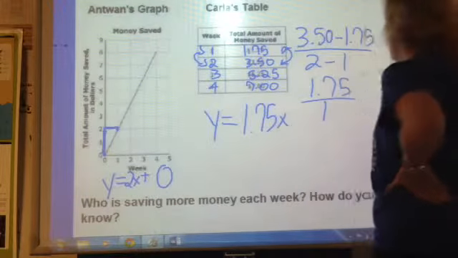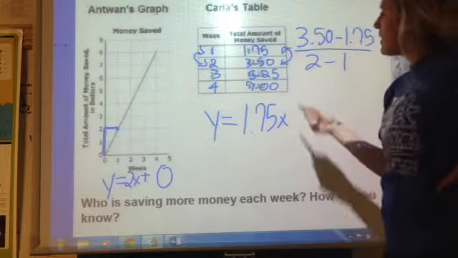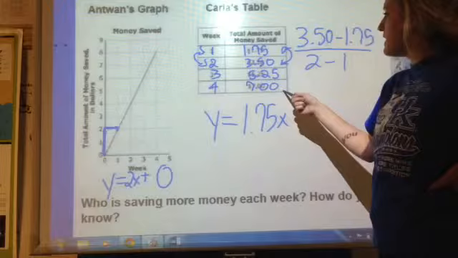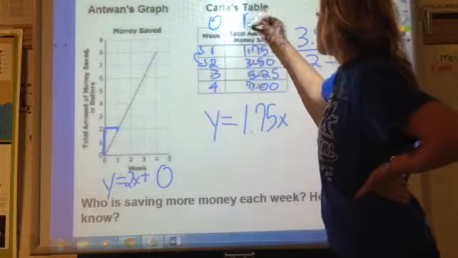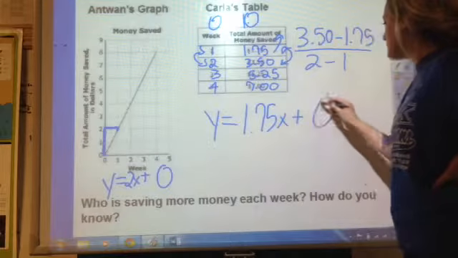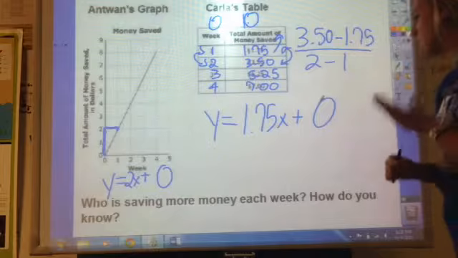$1.75x, don't forget your variable or it doesn't count. All right, now, if this is increasing by $1.75 each week, if I go back one place where x is 0, y is just going to be 0 as well. Which makes sense because if they're starting to save money, they should start out with nothing.